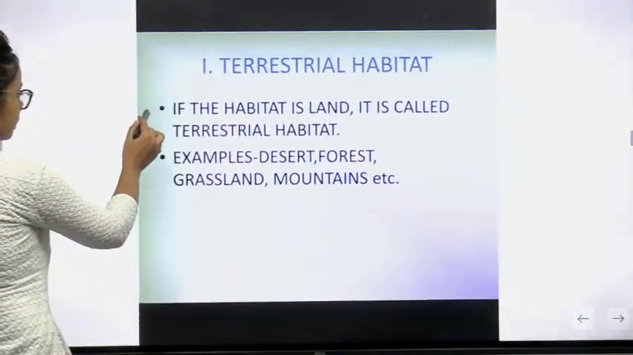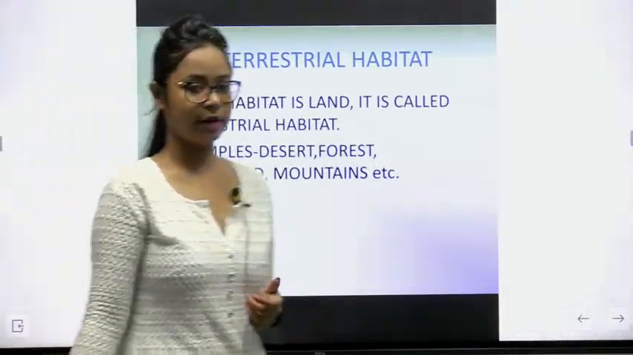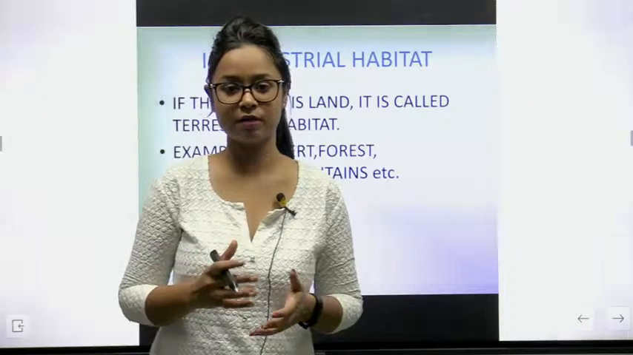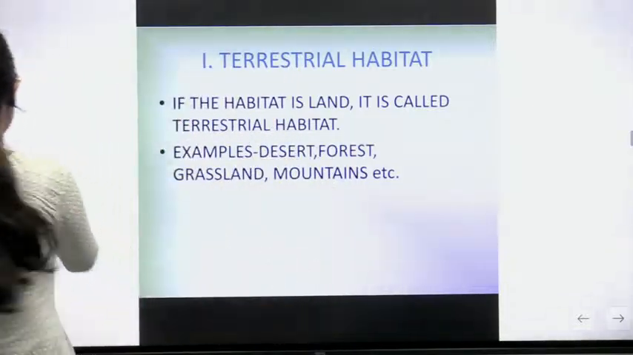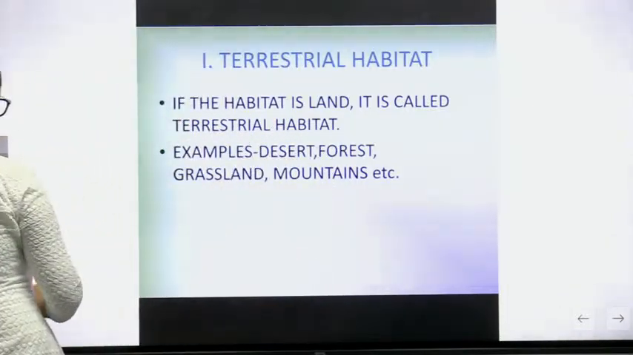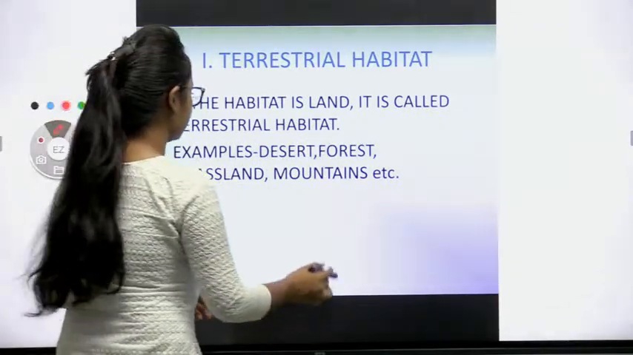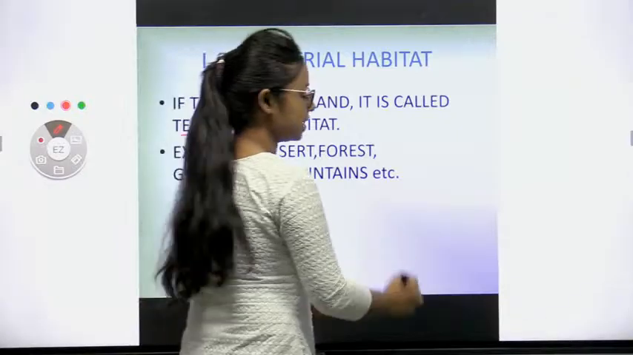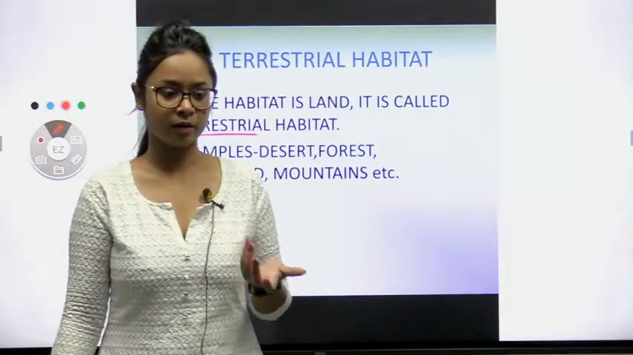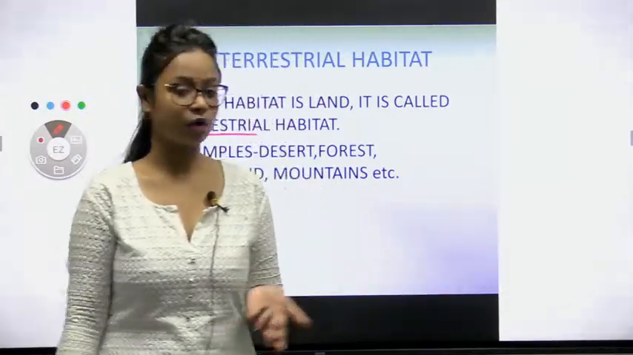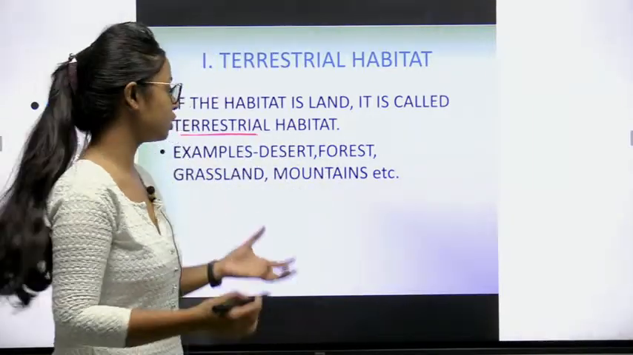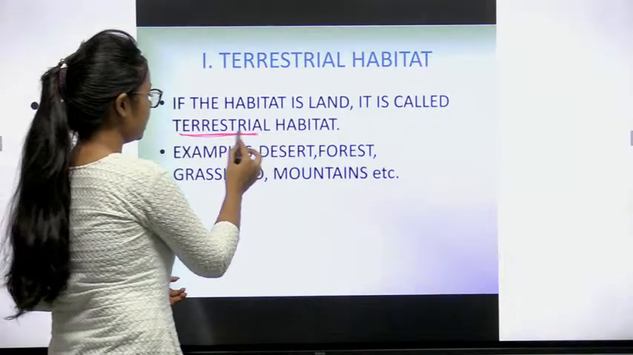Next is now habitat. Terrestrial habitat. What do you mean by terrestrial habitat? The animals or the organisms which live on land. Every living organism which lives on land is included in terrestrial habitat. For example, if we talk about a camel, lion, they all live on land. So they are all included in a terrestrial habitat.